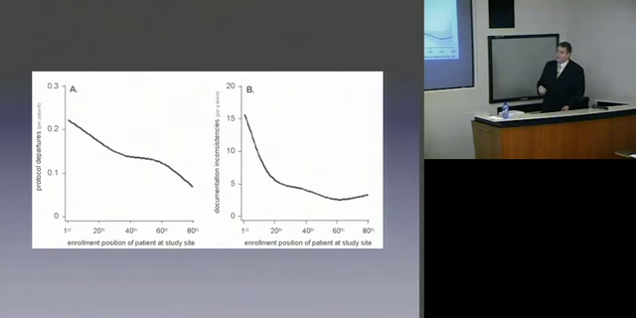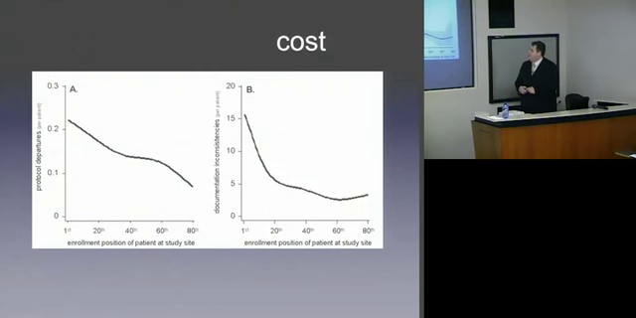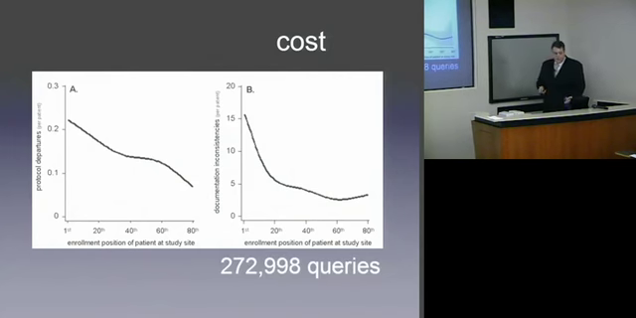These are our queries, or documentation departures. And you can see a definite slope to the line here, something that looks very similar to a learning curve within the query data in VALIANT. So the protocol violation deviations could potentially be a patient safety issue. And the queries, or the documentation inconsistencies, are an indication of cost. And just to remind you of the scope, 272,998 queries.